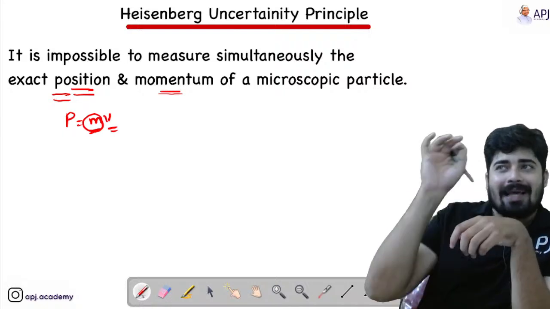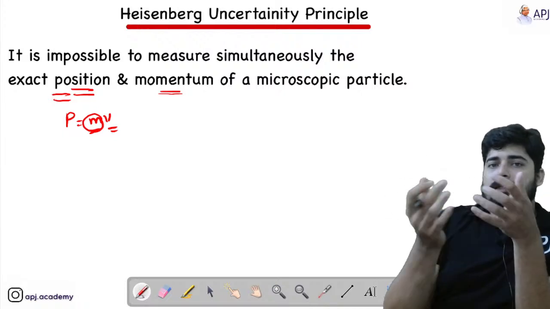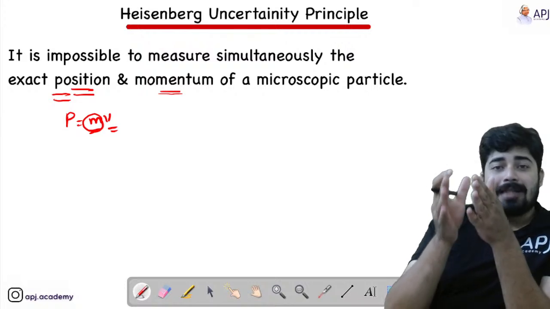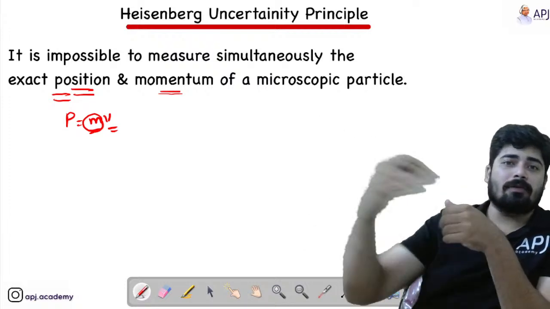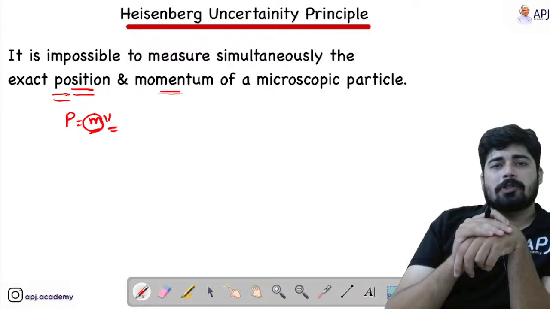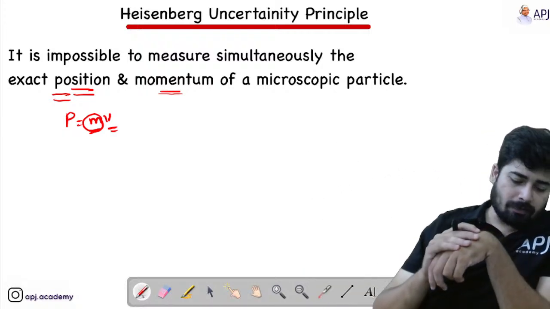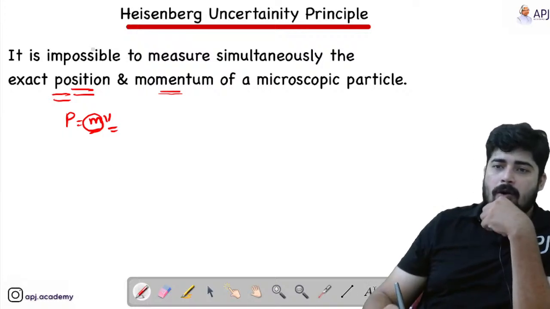And Heisenberg is telling that if you know the velocity of the electron, then you cannot exactly position the electron. It is uncertain about the position of the electron if you are certain about the velocity. Similarly, vice versa. If you are certain about the position, then you are uncertain about the momentum or the velocity of the electron. That is what the Heisenberg uncertainty principle is all about.